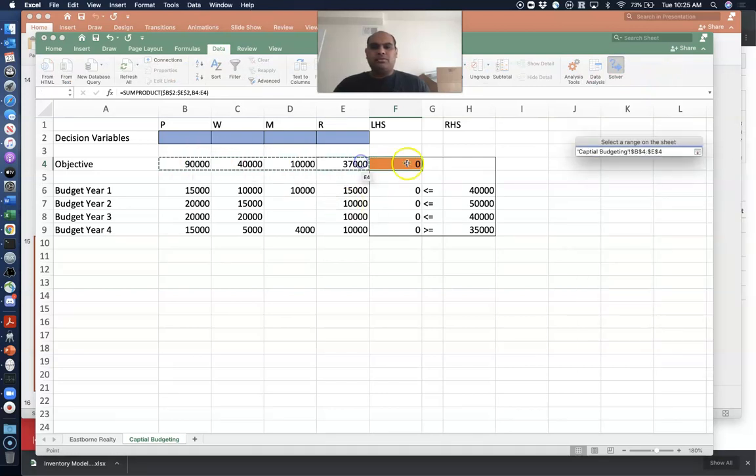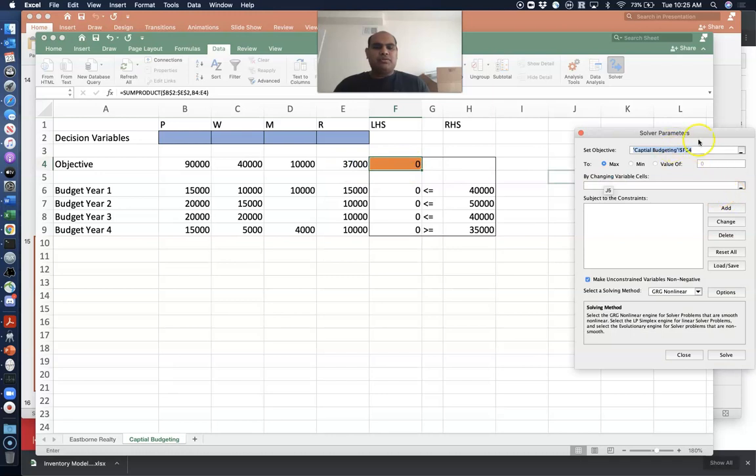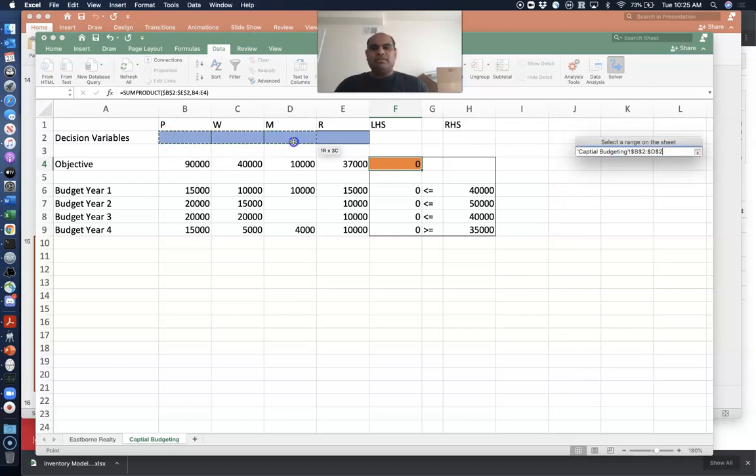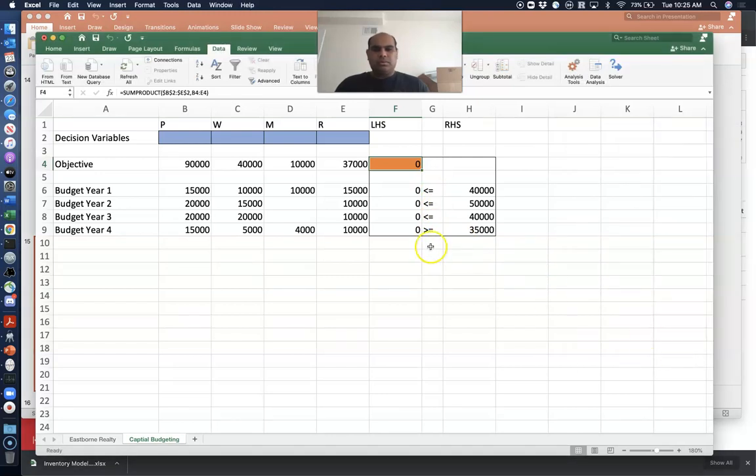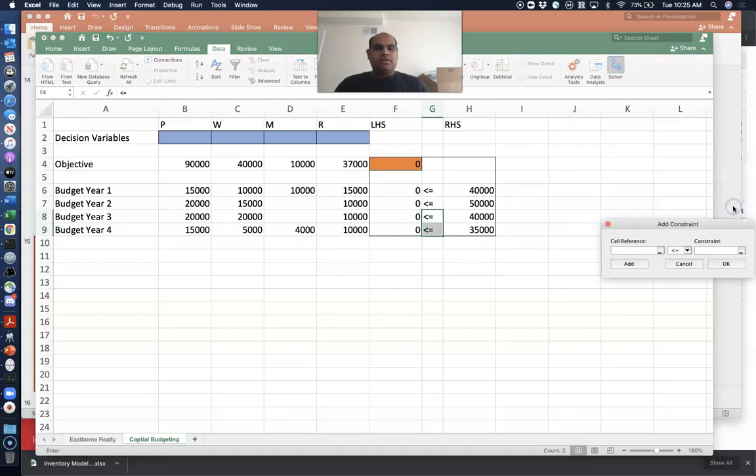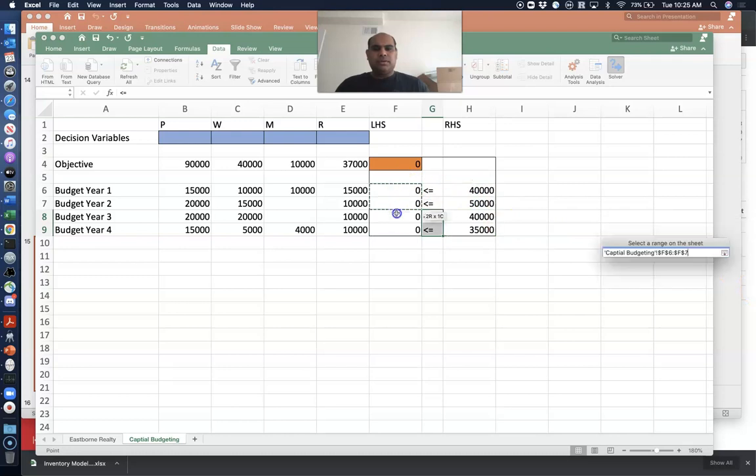Again, it's maximization of the net present value of the project. So that's what we have. Maximum. The changing variable cells are the 4 decision variables that we have. Let's first write the less than or equal to constraint. Oh, let me fix this. They're all less than or equal. There's no greater than or equal to constraint here. So let me add the 4 less than or equal to constraints first, less than or equal to these 4 values. Oops. Take that again.